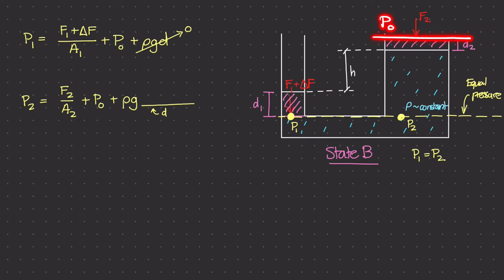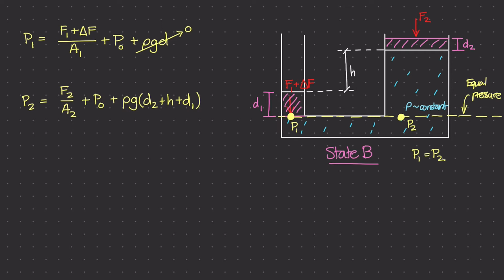So the distance D is going to be from P naught all the way down to the point that we're studying, which is down here, pressure 2. And that distance, so the distance from here to here, is actually D2 plus H plus D1, right? We have to add those three distances to get from where we are here down to this yellow line where P2 is located. That D is D2 plus H plus D1.